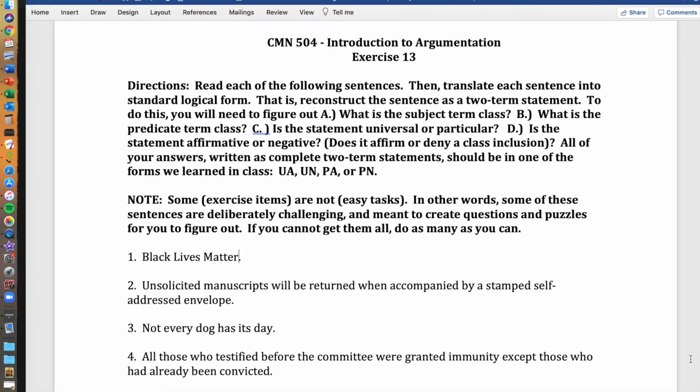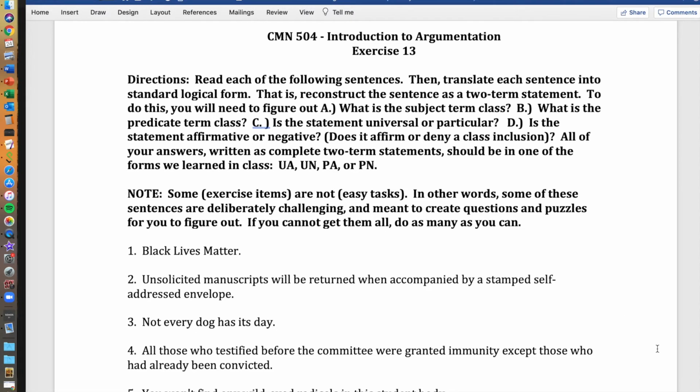And then note also, some exercise items are not easy tasks. In other words, some of these sentences are deliberately challenging and meant to create questions and puzzles for you to figure out. So if you didn't get them all when you attempted them, do as many as you can and learn from the review here.